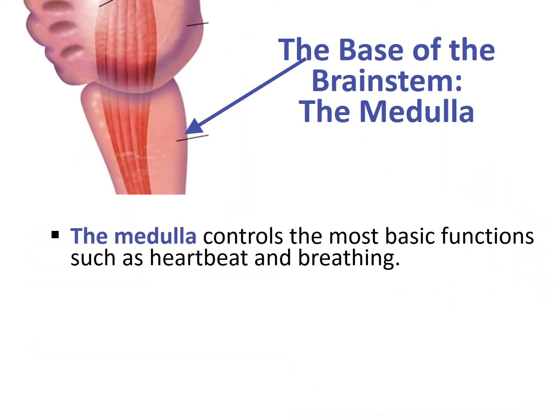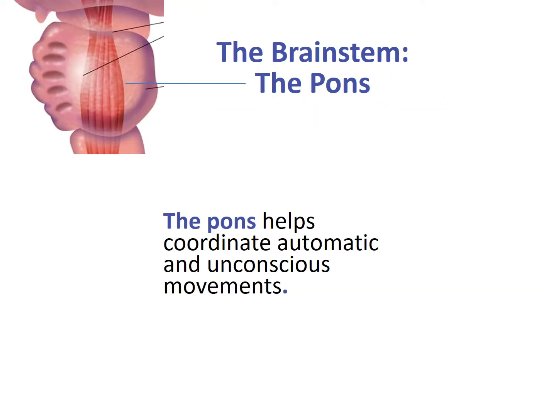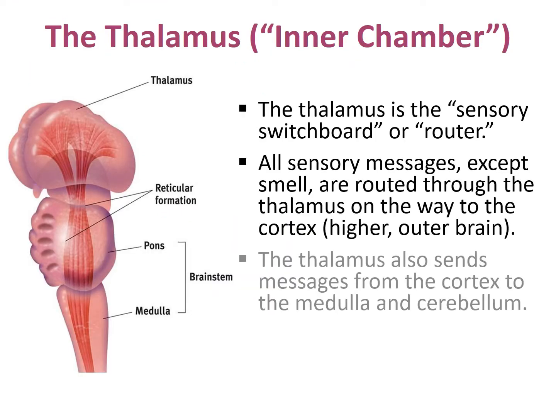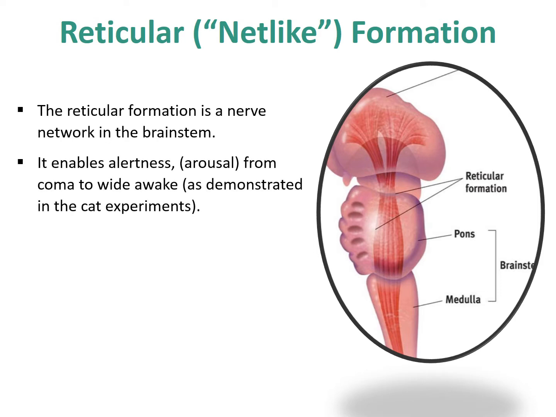As I mentioned before, the medulla is controlling heart rate and breathing, and if damage to the medulla, you're basically dead. This is a big problem. Pons is for eye movements that are unconscious. The tiny eye movements are eye saccades that you make to keep the retinal image unstable, right? And the thalamus is the sensory relay station or switchboard for everything except smell. And the reticular formation is a network that enables us to be alert, aroused, and any damage leads to a coma, as they've done in cat experiments.